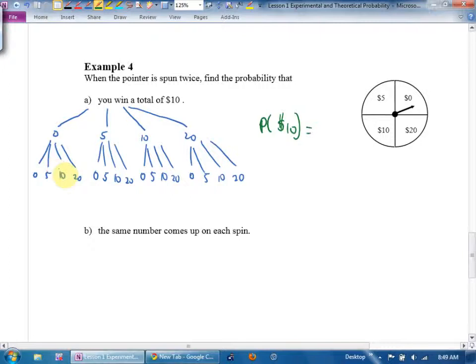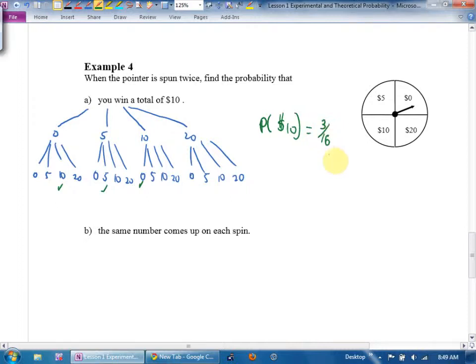You can, you'll be fine. You might find it easier though just to quickly redraw the tree down here. Anyways, exactly $10, and I'll use green since I've used green over here. This one. This one. This one, and nothing over there. What are the odds of winning exactly $10? 3 out of 16.